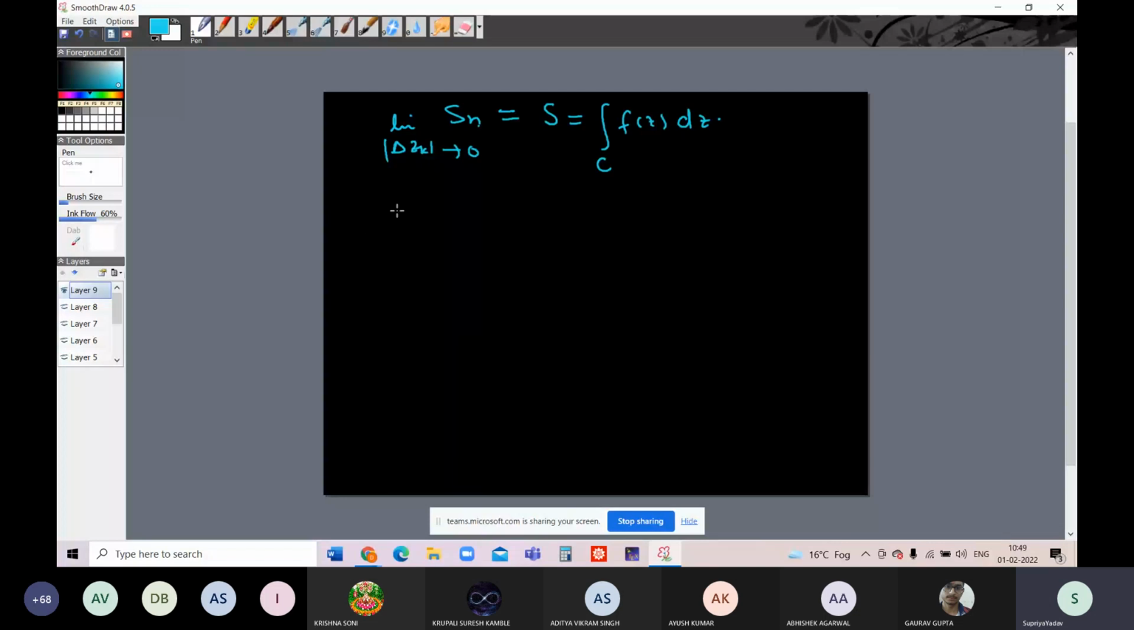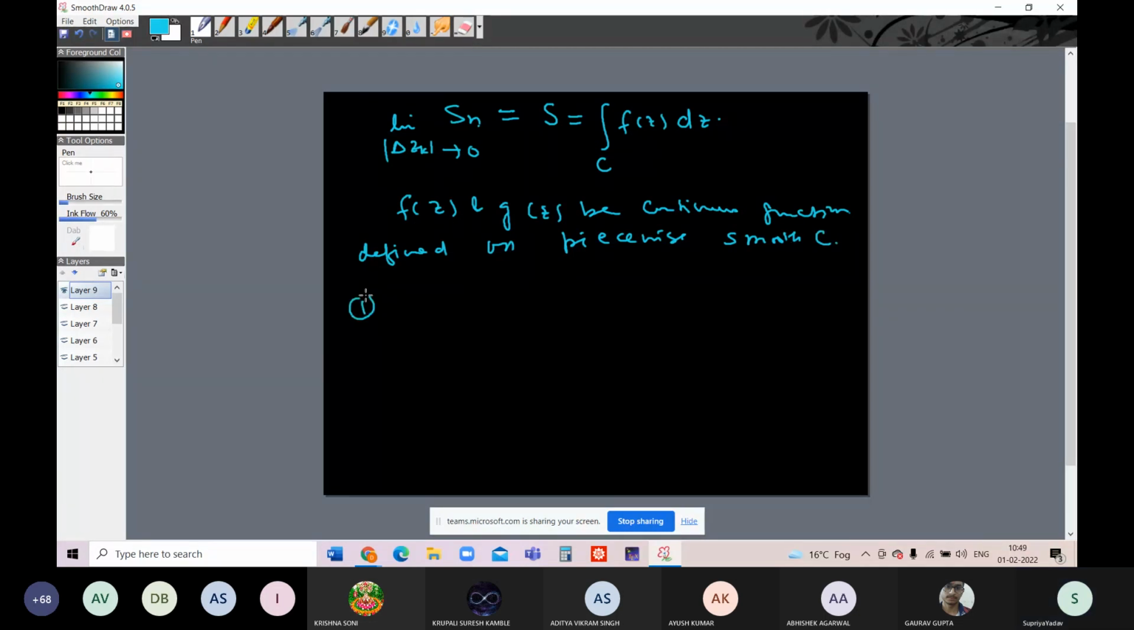So now we will discuss some properties of this contour integral. Suppose that we have two functions f(z) and g(z), both continuous functions defined on a piecewise smooth curve C, and alpha and beta are two arbitrary complex constants. So we are taking the condition that f(z) and g(z) are two continuous functions defined on a piecewise smooth curve C.